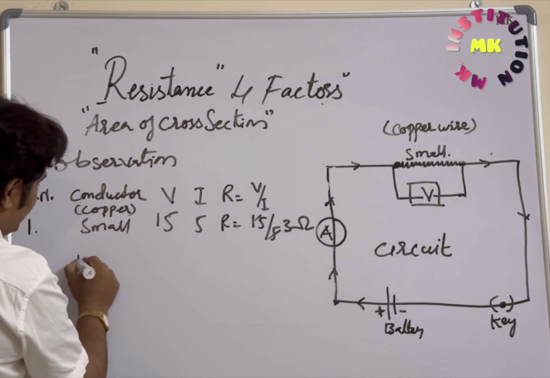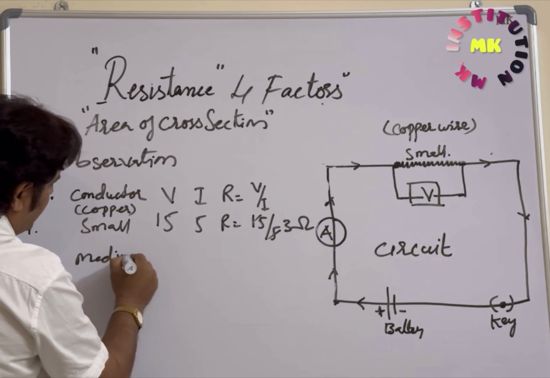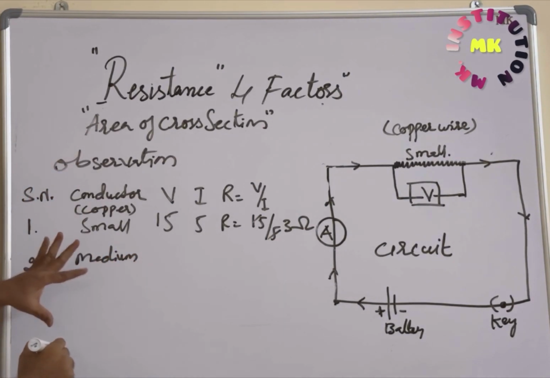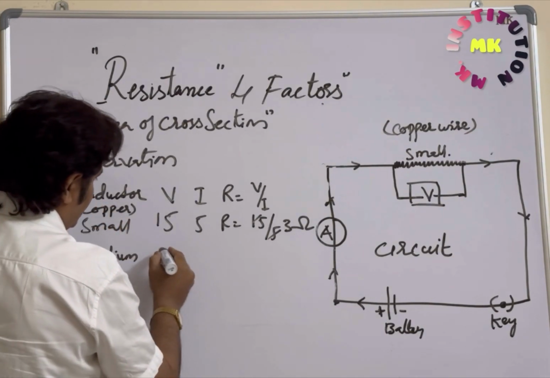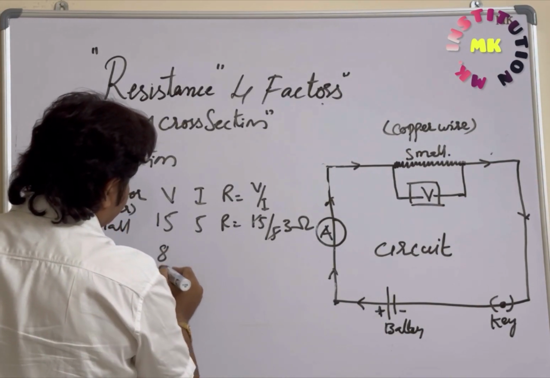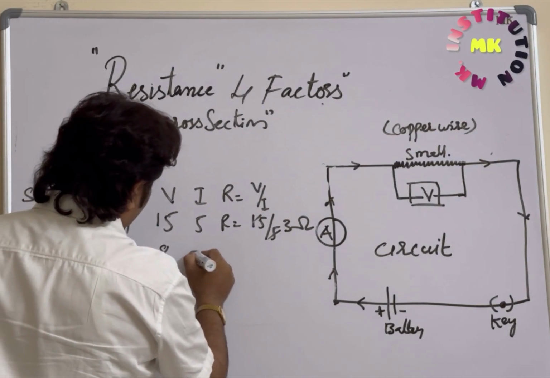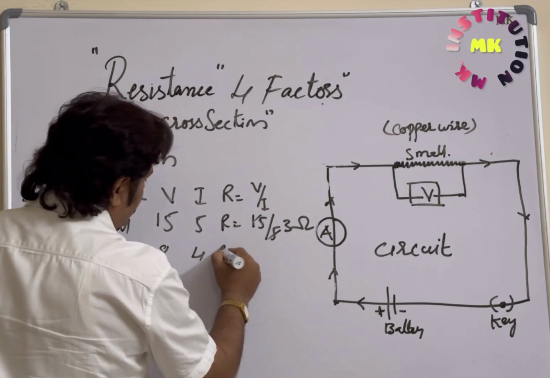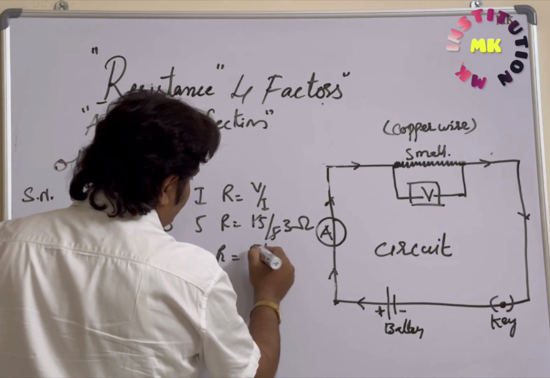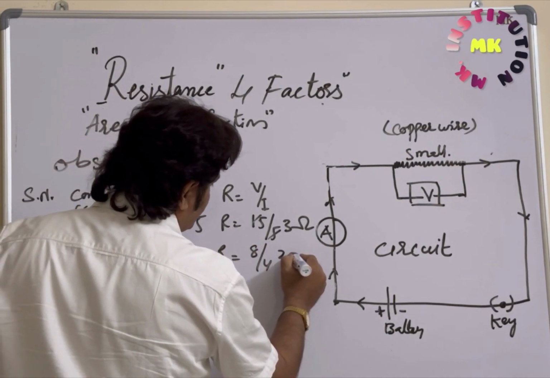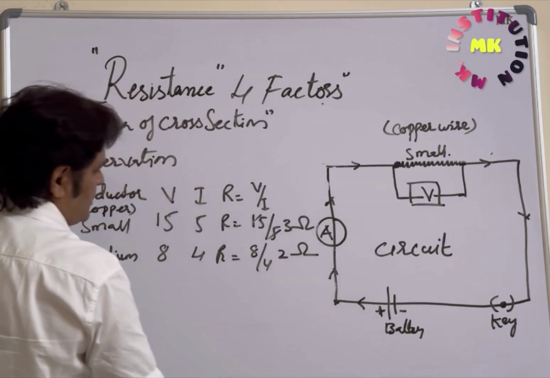copper wire is medium, not a big one, not a small one, but a medium. Okay, medium area of cross section. So this one, 8, 4. Okay, resistance, how much are you getting? 8 by 4. 4 ones are 4, 4 twos are 8. 2 ohms. Clear? 2 ohms.